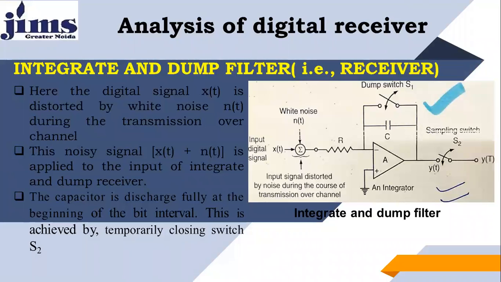So we have to start with the integrate and dump filter, that is a receiver, and this is the basic receiver. When you go through the analysis of digital receiver, you always start with the basic receiver, then you are able to understand next level receivers. When you go through the book, you will find this particular integrate and dump filter, right? So we have to start with that.